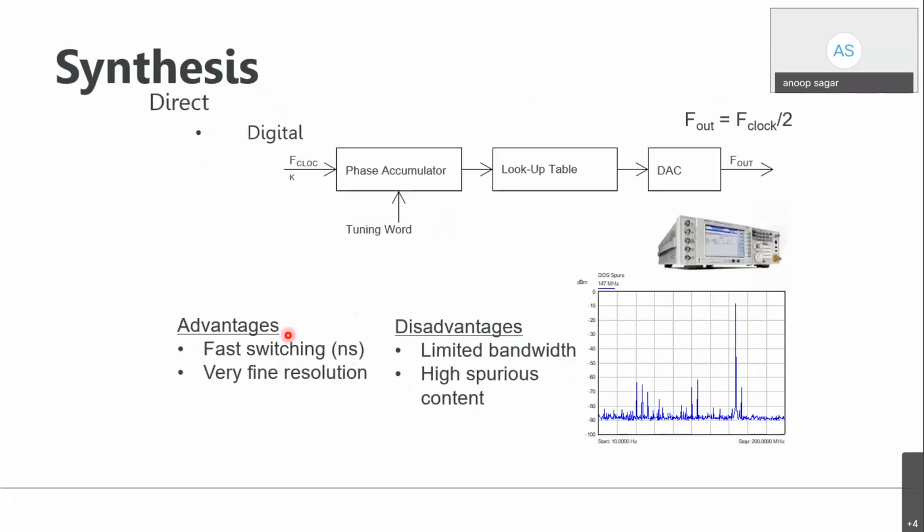The advantage of using a digital method for synthesizing your signal is very fast switching and very fine resolution. The disadvantage is very limited bandwidth, so it can go up to only a few megahertz or a few gigahertz. And it has very high spurious content at lower frequency. So this is the disadvantage.